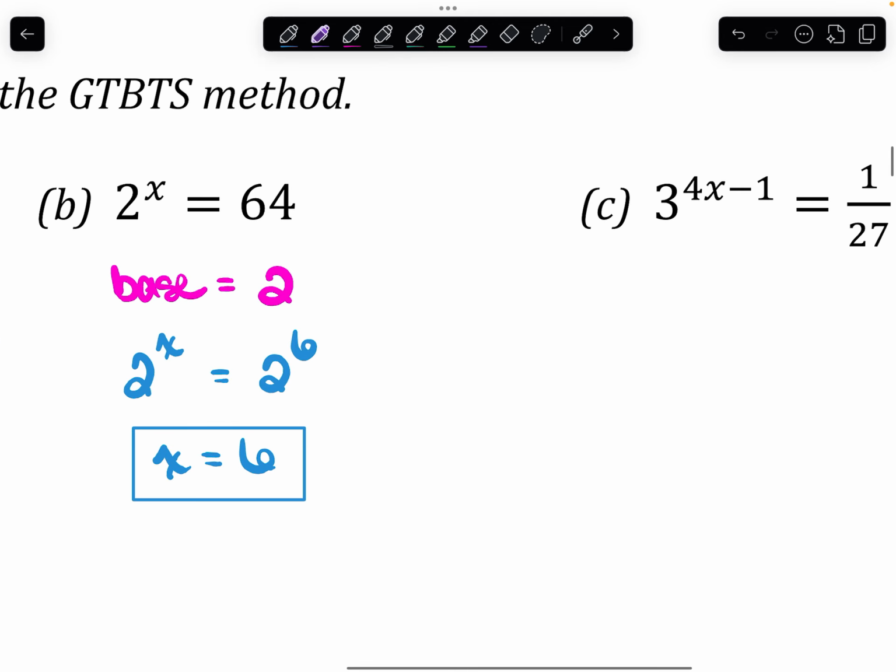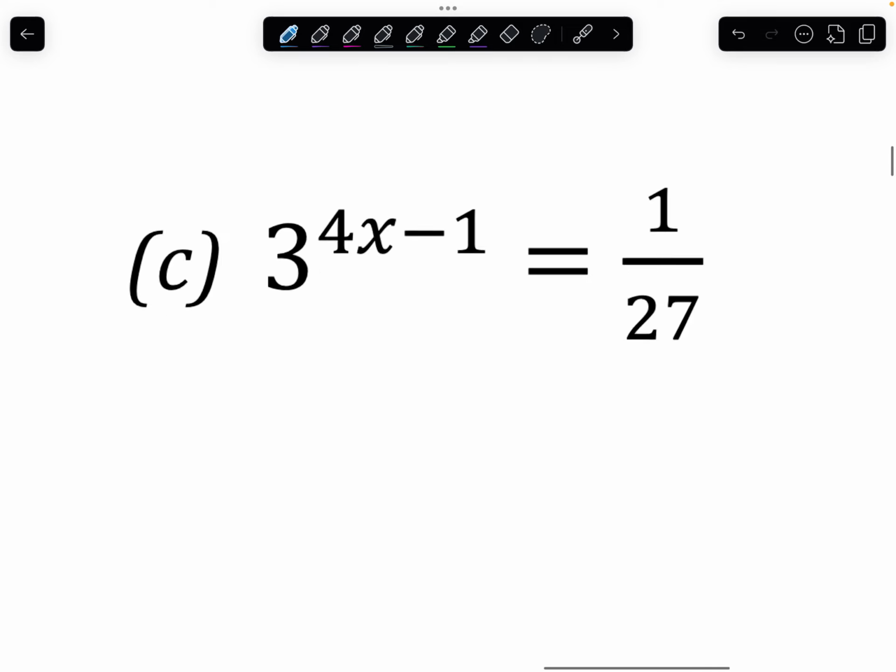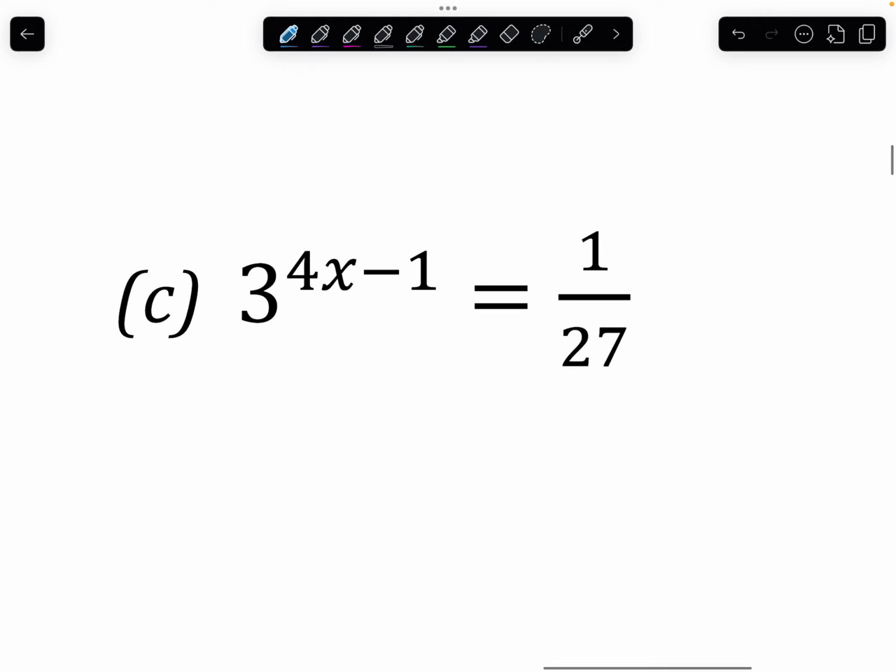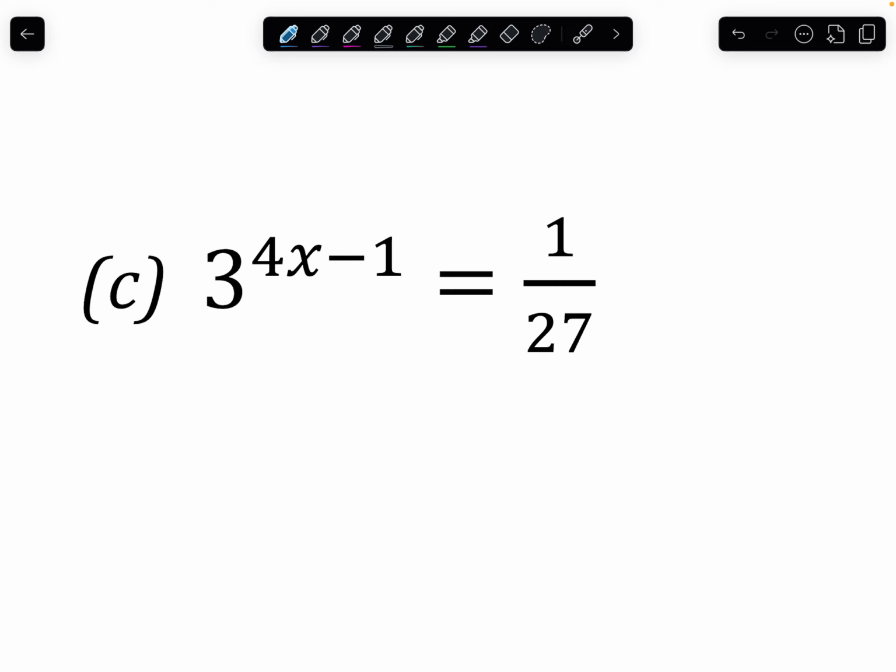All right, C. This time, we're trying to figure out a common base. Sometimes these are a little more tricky, especially when we start bringing fractions in. So my suggestion is, don't try to turn bases into fractions. Try to undo the fraction. So I've got a choice of a 3 and a 1 over 27. 3 is nice and simple, so we are going to rewrite both sides using the base 3.